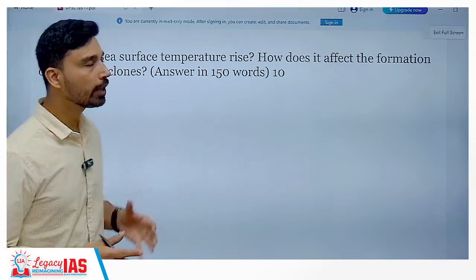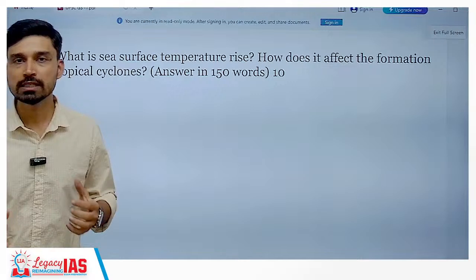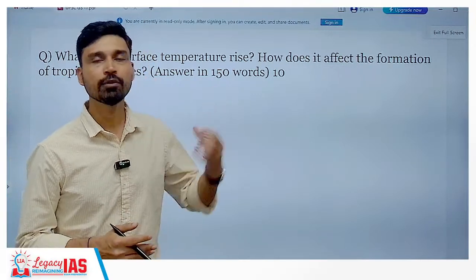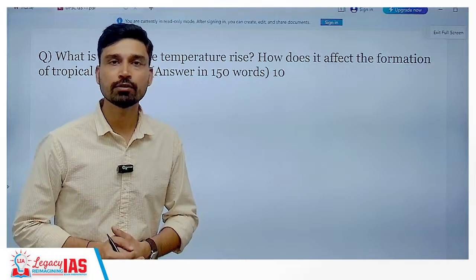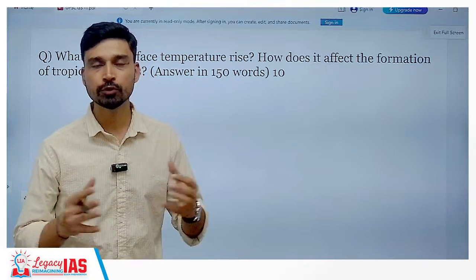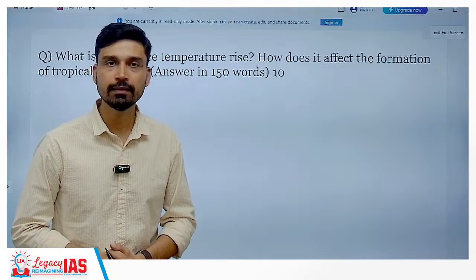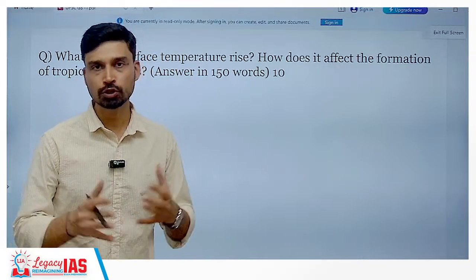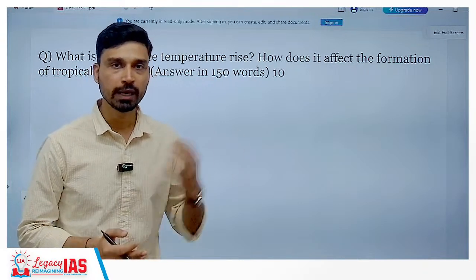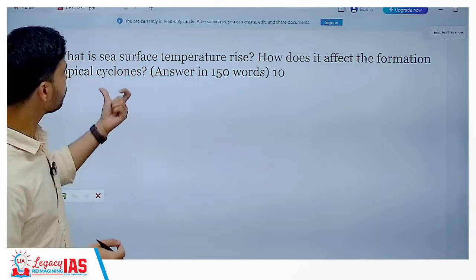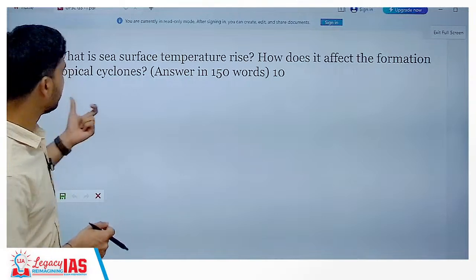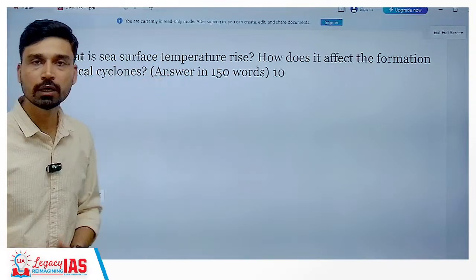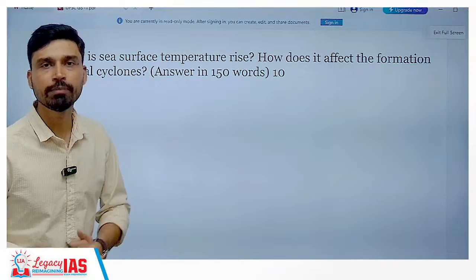Now this year, if you look at geography overall, a total of 7 questions have been asked. Questions are basically from climatology as well as from economic geography, where we have to discuss resources, and then the questions are also from human geography, where they have asked about concepts related to population and migration. So the first question that we can look at is a 10-mark question which has clearly asked about the phenomenon of sea surface temperature rise.